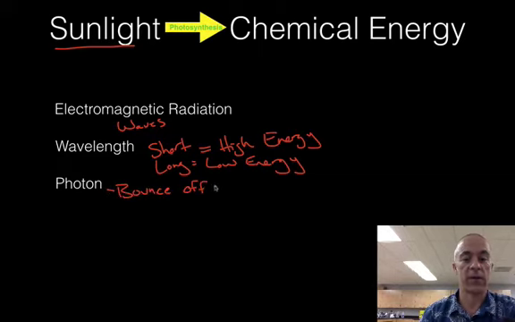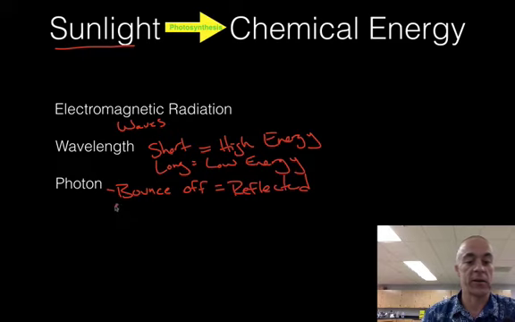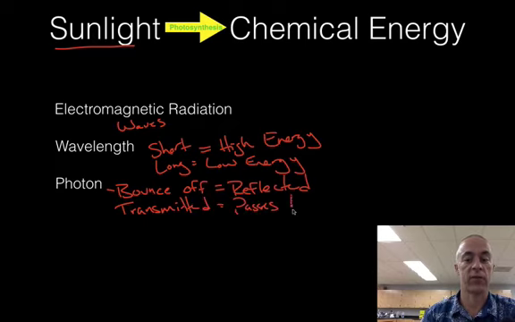Or a better way of saying that is that it is reflected. Another thing that a photon can do is it can be transmitted by a molecule, which means that it simply just passes straight through that molecule. And the last thing that can happen is it can be absorbed by that molecule.